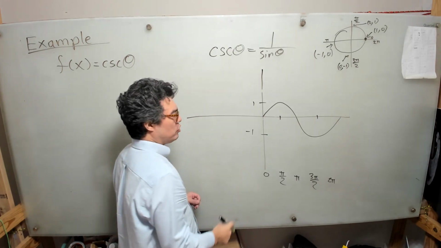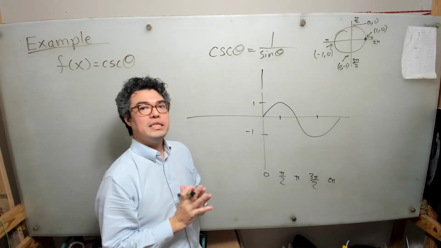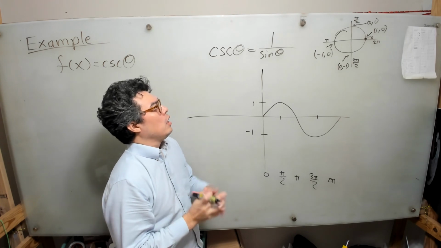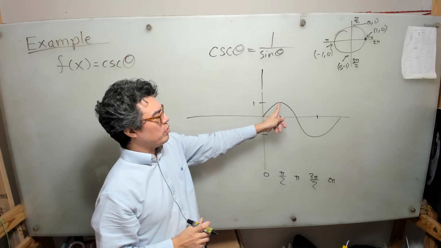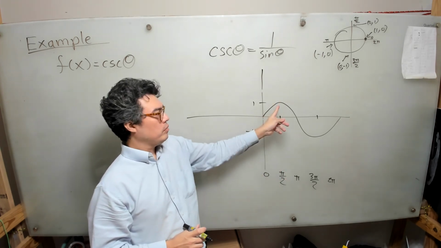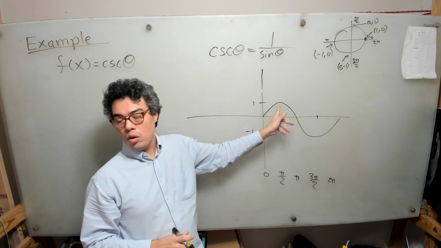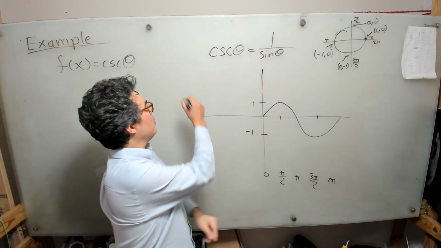And so now what I want to do is think, okay, what does that tell us about the cosecant of theta? So first of all, let's look at this value here. If the sine of pi over 2 is 1, and we just saw that it is 1, then 1 divided by 1 would be 1. Aha.